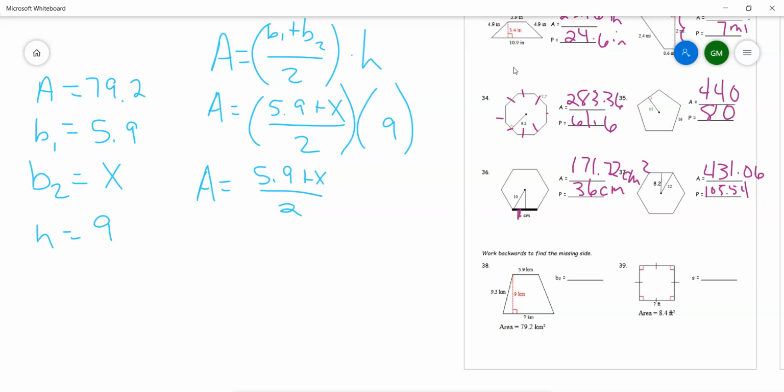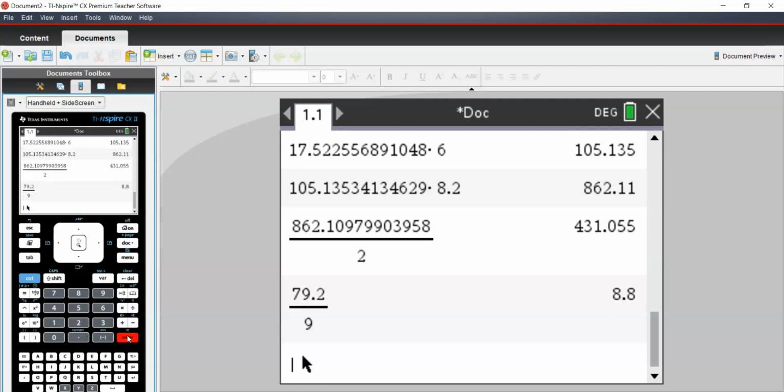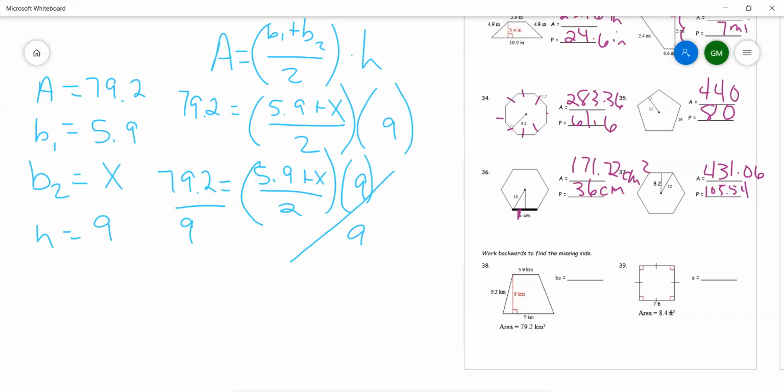And I didn't substitute in the area. Sorry, guys. It is 79.2. Right, and so we're going to divide this whole thing by 9 on both sides. So I'm going to take 79.2 divided by 9, and that gives me 8.8.